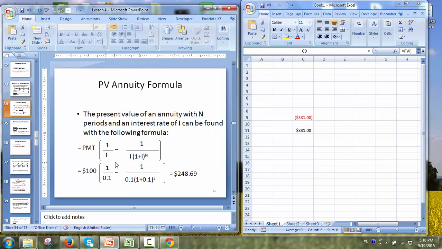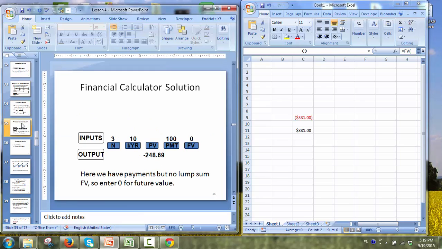The formula goes like this: payment multiplied by 1 divided by I, minus 1 divided by I multiplied by 1 plus I to the power of n. So plug the numbers into this formula, and you can get the same result, 248.69. I think it will be much easier and faster if you use a financial calculator.